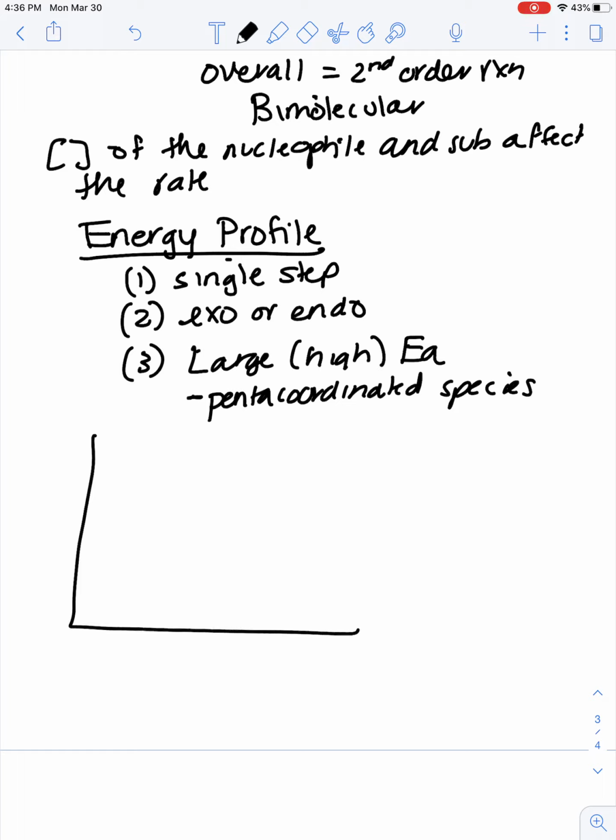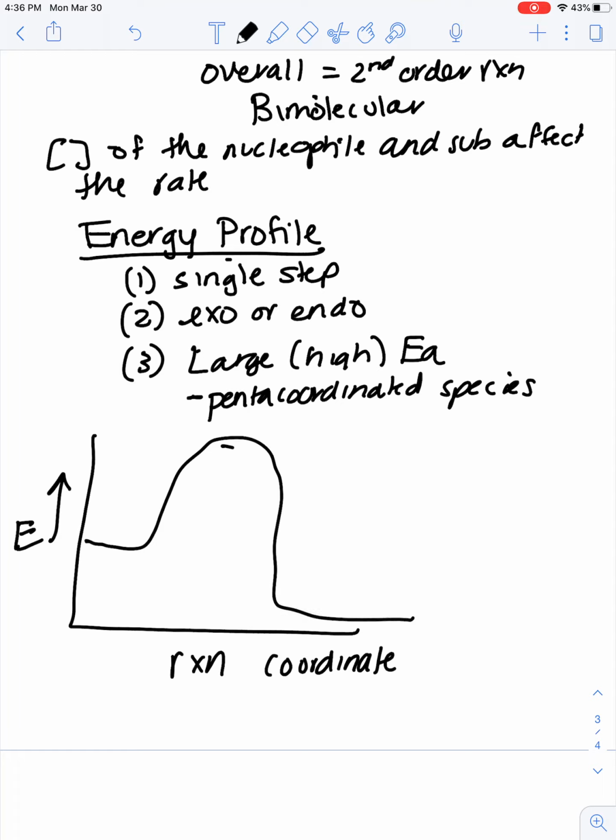So if we have energy versus reaction coordinate, we have, again, a very large activation energy. So here's our activation energy. Here as our reactants, we have the nucleophile, and I'm going to write the substrate just as RX. So we have our nucleophile plus our substrate. At our transition state, the nucleophile is forming a bond with our R, and then we have this bond between the R and the leaving group that would be breaking.